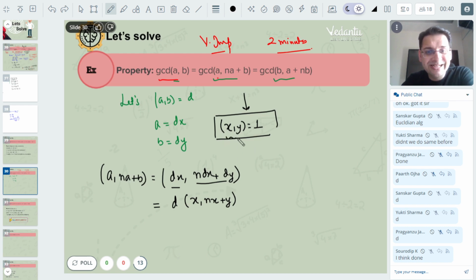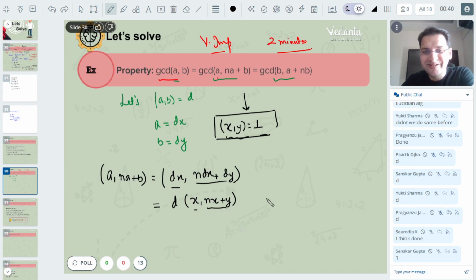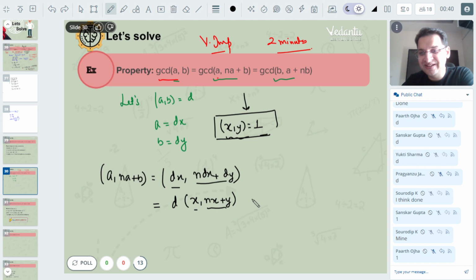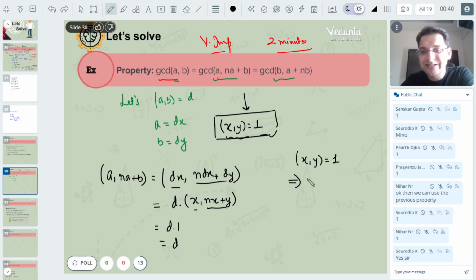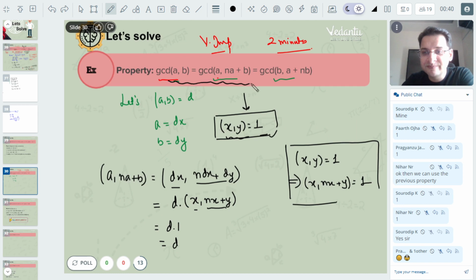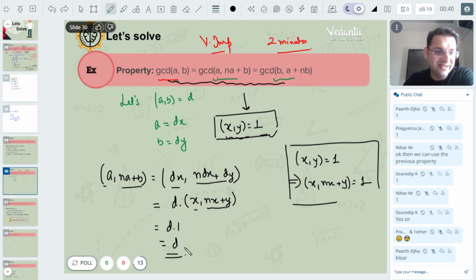Now guys, if GCD of two numbers is 1, what is GCD of x and nx plus y? You've done this before. So it is going to be d times 1. Now you got the importance of this property, guys, that we just did before. That property, GCD of x, y is 1 implies GCD of x comma nx plus y is also 1. This property is basically getting used to prove this result. Is this clear, everyone? So GCD of a and na plus b is also going to be d. Is it clear, everyone?